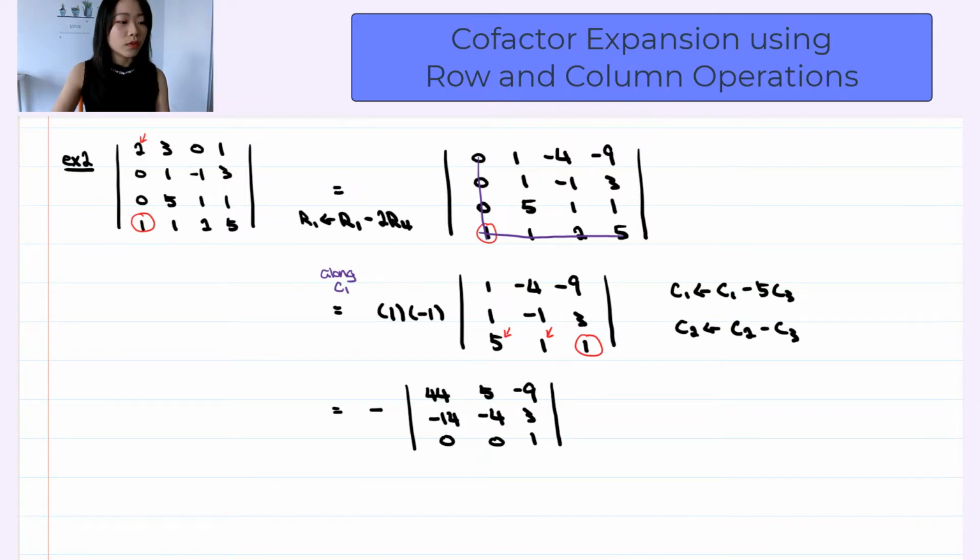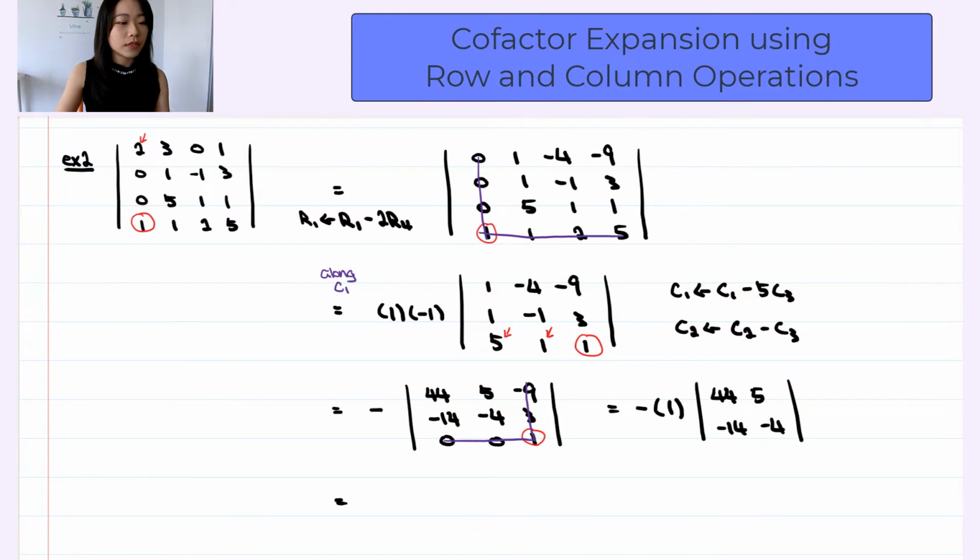So now in the third row, this 1 is the only non-zero entry. Then it will be more efficient to do cofactor expansion along the third row. So this equals the negative sign in front and times the entry 1. And this entry is in the third row and third column. The sum of 3 and 3 is even, so we'll have a positive sign. Then times the determinant of the minor matrix by deleting the third row and the third column. And we are left with 44, 5, negative 14, and negative 4.